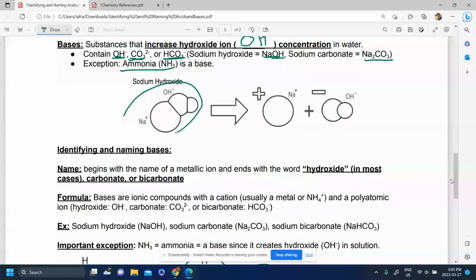So here you can see NaOH. You put it in water, it separates into Na plus and OH minus. This hydroxide is what makes something basic.